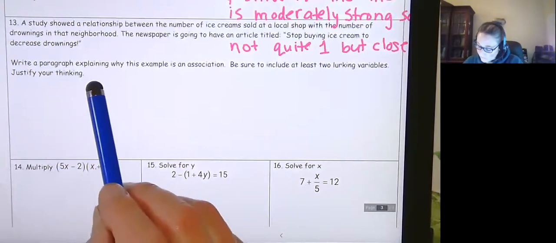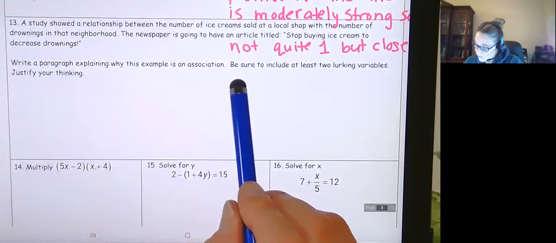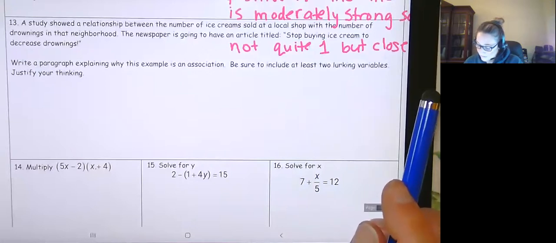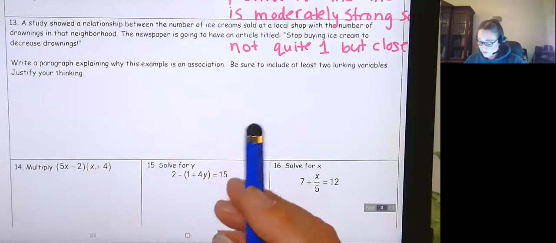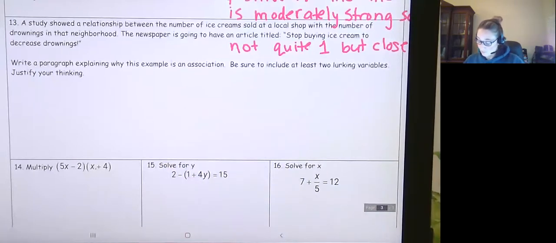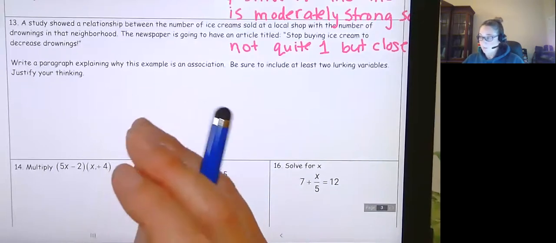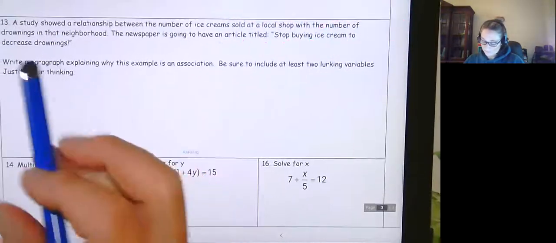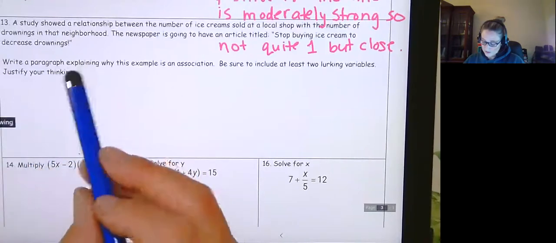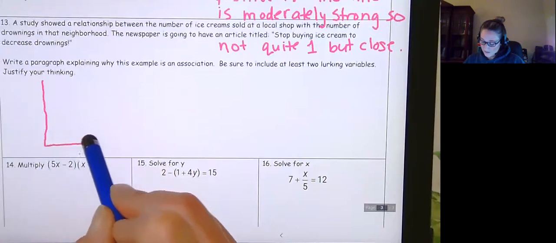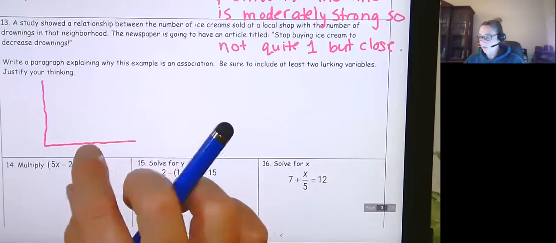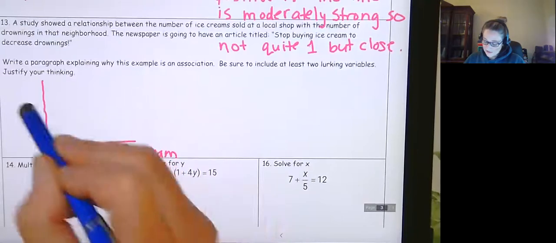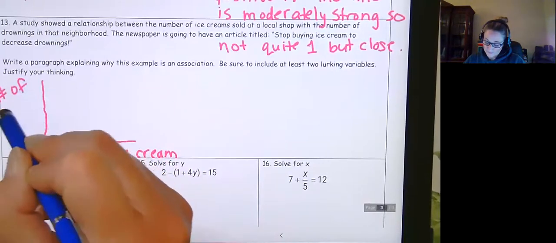Okay, so write a paragraph explaining why this example is an association. Be sure to include at least two lurking variables. Okay, and so here I'm going to leave this for you guys to write your explanation, but you want to show that, and we kind of saw this in the video the other day, if we have our graph, and let's say that this is the amount of ice cream sold, so I'm just going to put ice cream, and this is number of drownings.